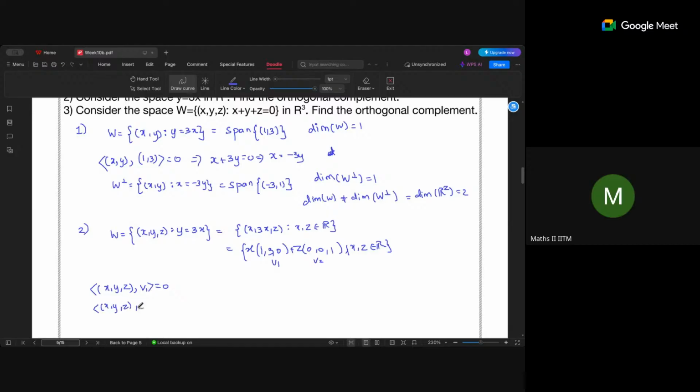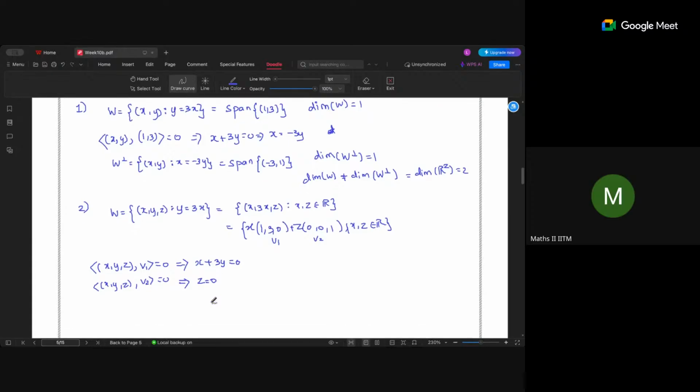Can you all do this and tell me what your resulting equations for x, y, z are? From the first one, what is the equation? x plus 3y plus 0 times z equals 0. Okay. What about the second one? It is z equals 0. So you have z is equal to 0.